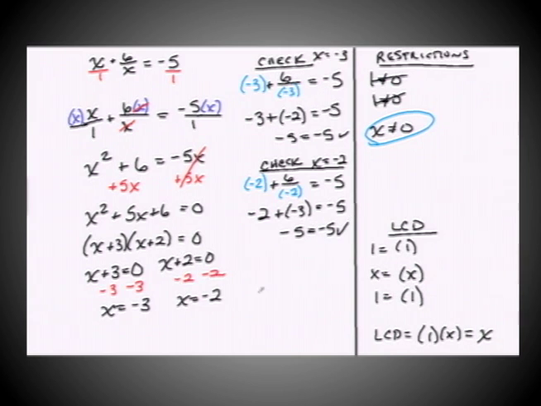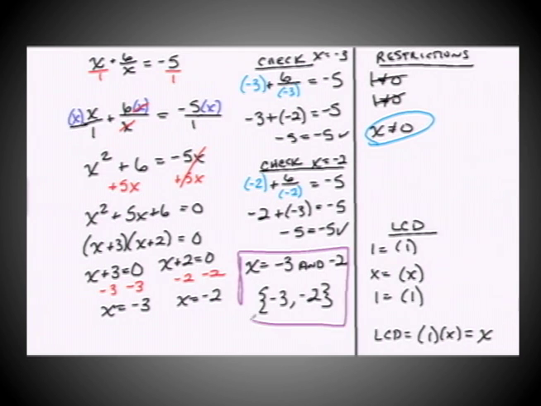Check. So you can write this one of two ways. You can say x is equal to -3 and -2, or you can use set notation and show that this can either be -3 or -2. Either of these are acceptable. You may want to check with your instructor to see which they prefer you to answer in.